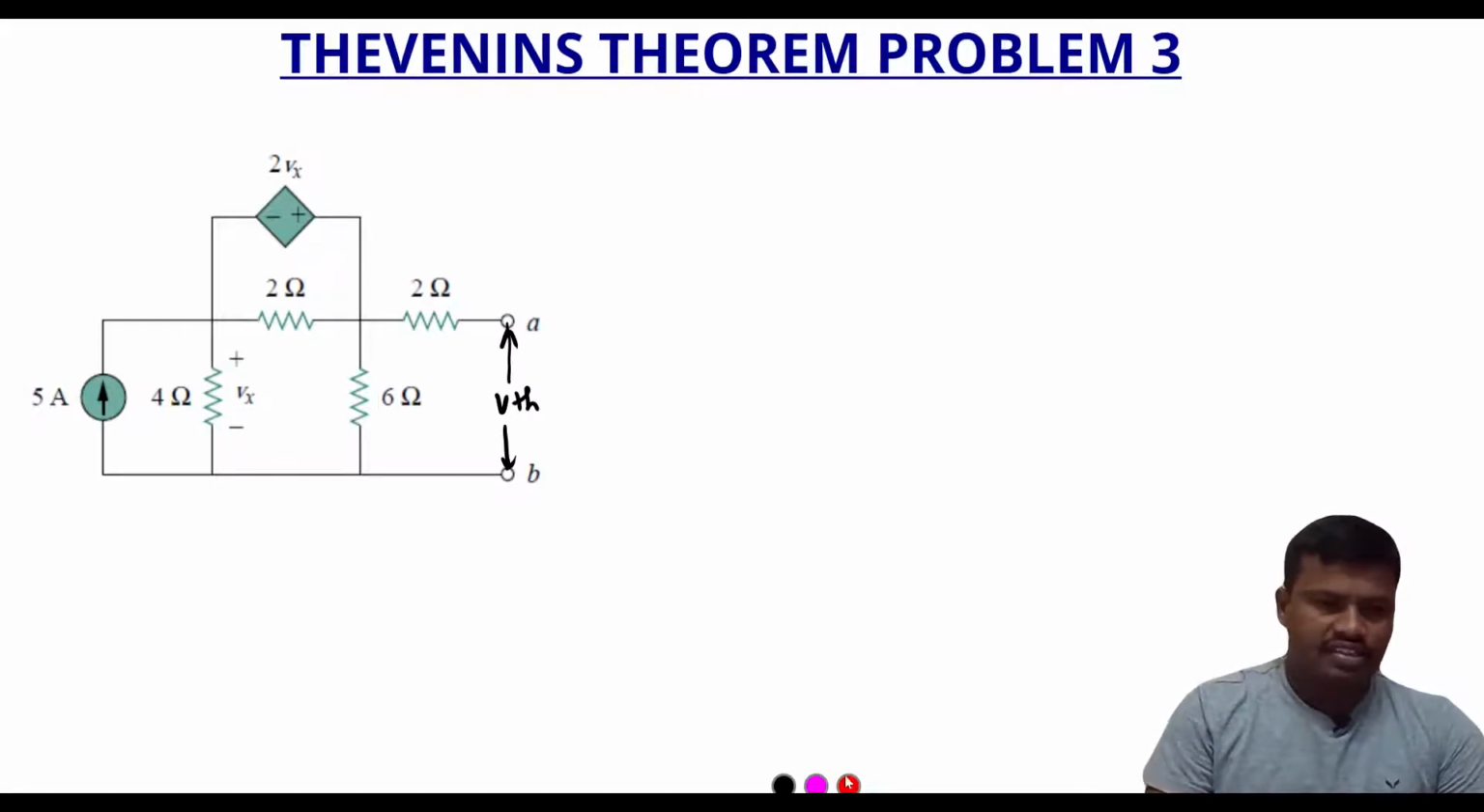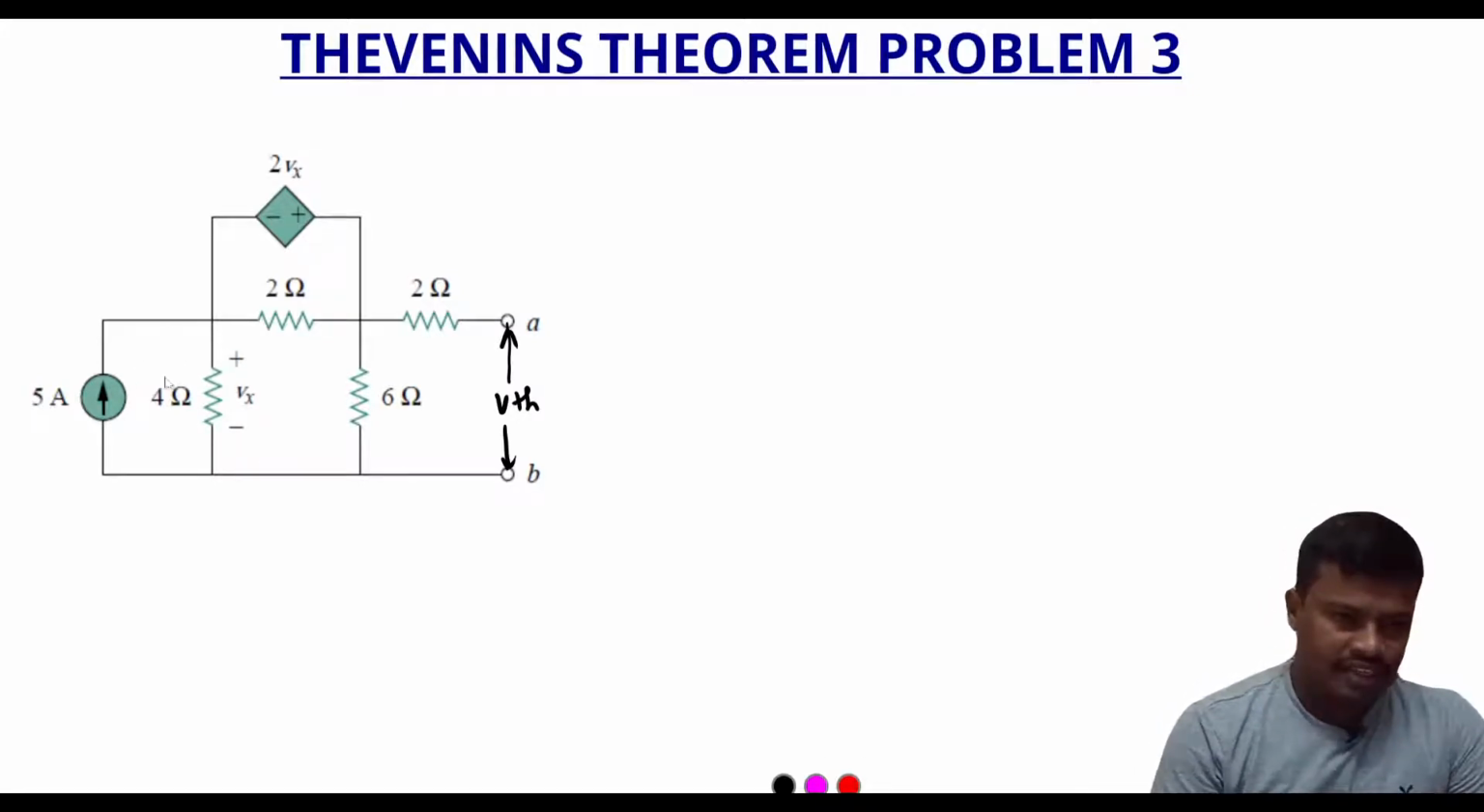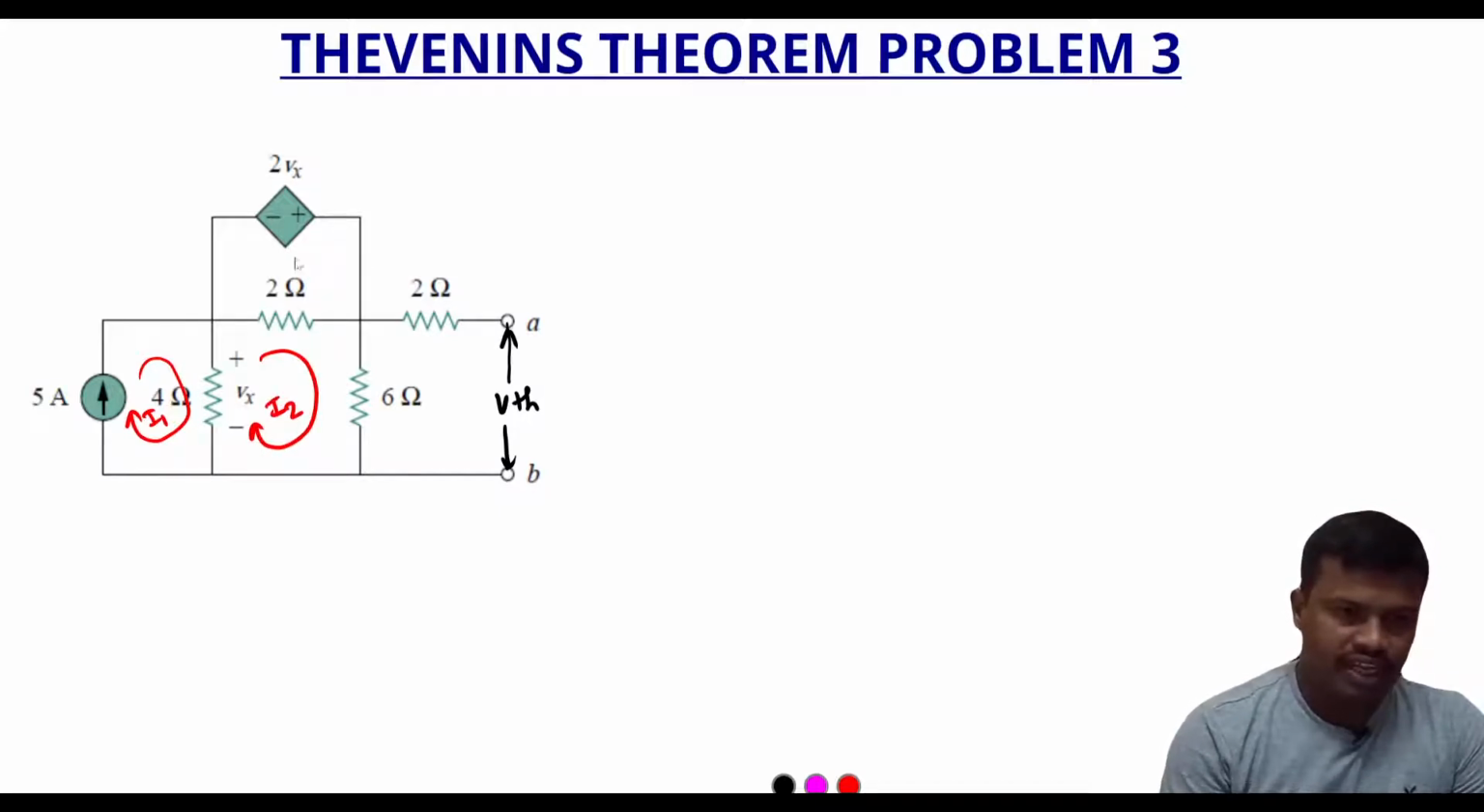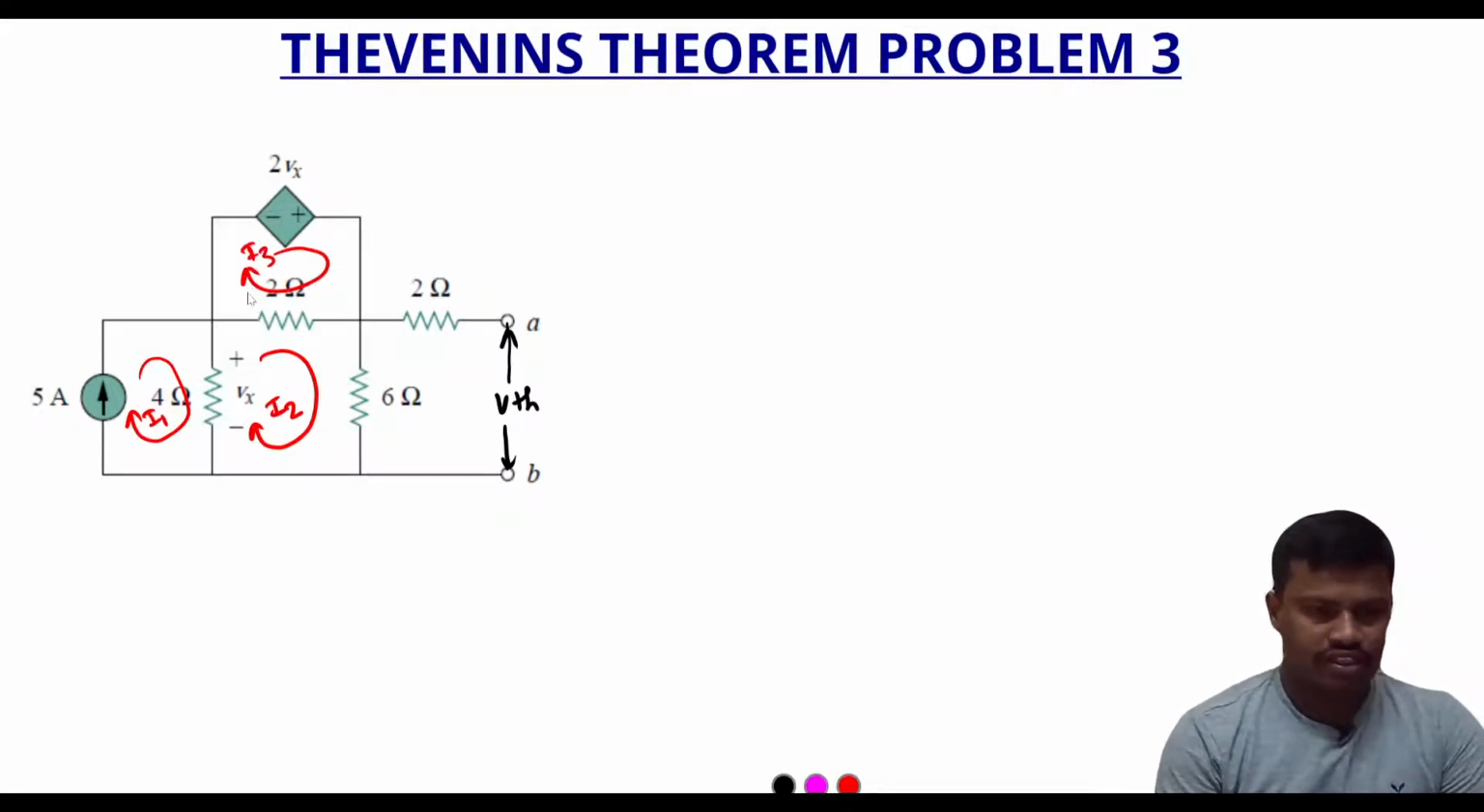For mesh analysis, we will mark the loop currents. Let us say this is loop 1, this is loop 2, and this is loop 3. For loop 1, the current is I1, and the direction of the current is as marked in the diagram. The loop current for the second loop is I2, and the direction is marked here. For loop 3, the loop current is I3, and the direction is shown in the figure.